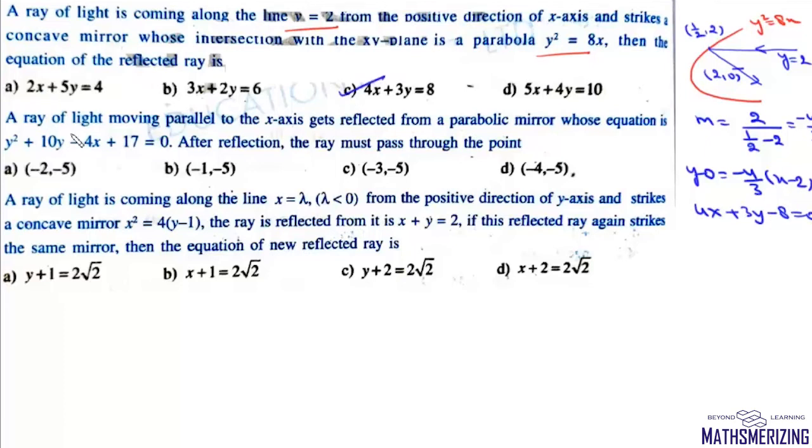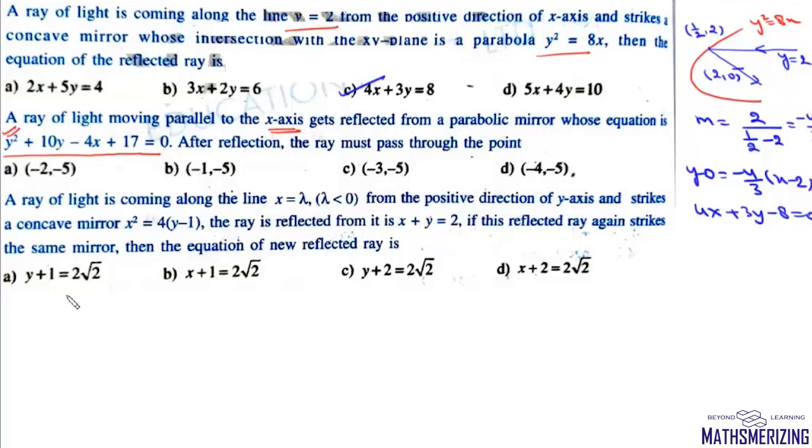Now the next question is a ray of light moving parallel to x-axis gets reflected from parabolic mirror whose equation is y square plus 10y minus 4x plus 17 equals 0. After reflection, the ray must pass through the point. So we know that any line which is parallel to x-axis, which actually is axis of this parabola, it should pass through focus of this parabola. So all we need to do is we need to find focus of this parabola.